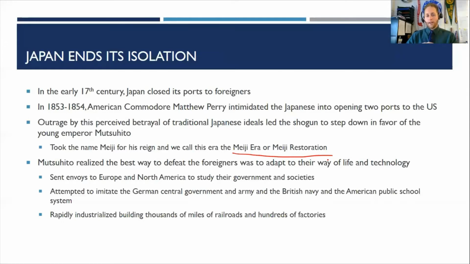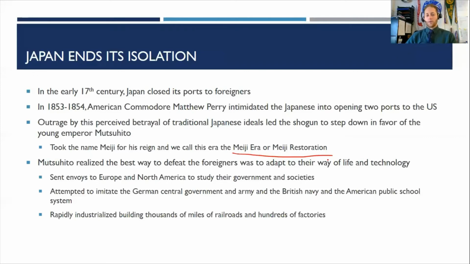Meiji, or Mutsuhito, is going to quickly realize that the best way to defeat the foreigners, the Europeans, who again were technologically far advanced versus the Japanese, was to learn from them and adapt to their way of life. So if you can't beat them, you join them. And that's what Meiji is going to do with Japan. The Japanese are going to send ambassadors and envoys across Europe and North America to study other governments and societies, bringing back different tips and tools and trades and knowledge to help reform Japan.